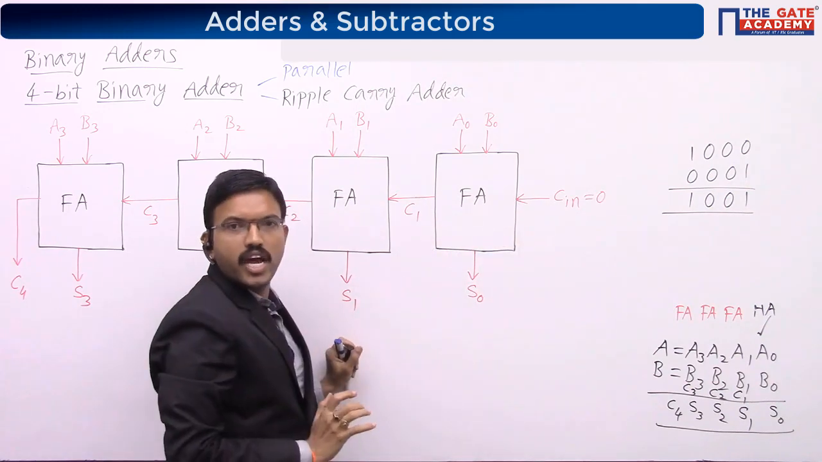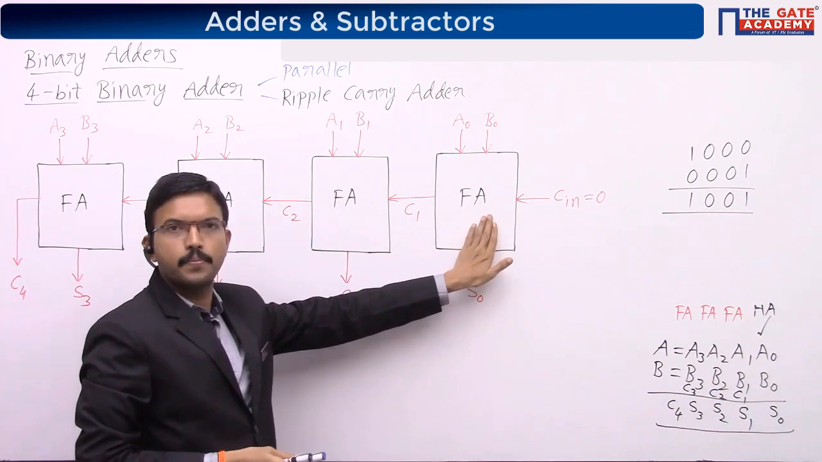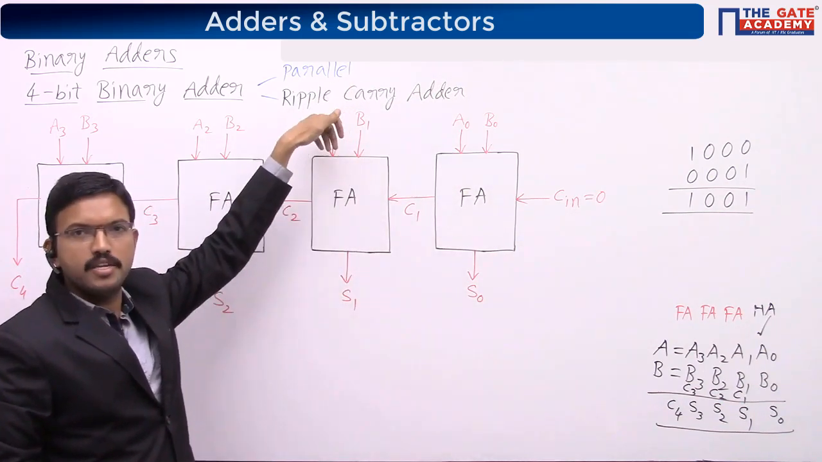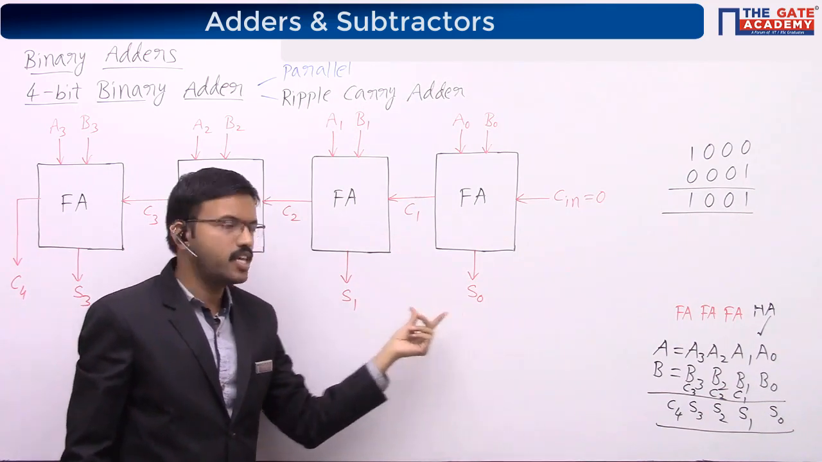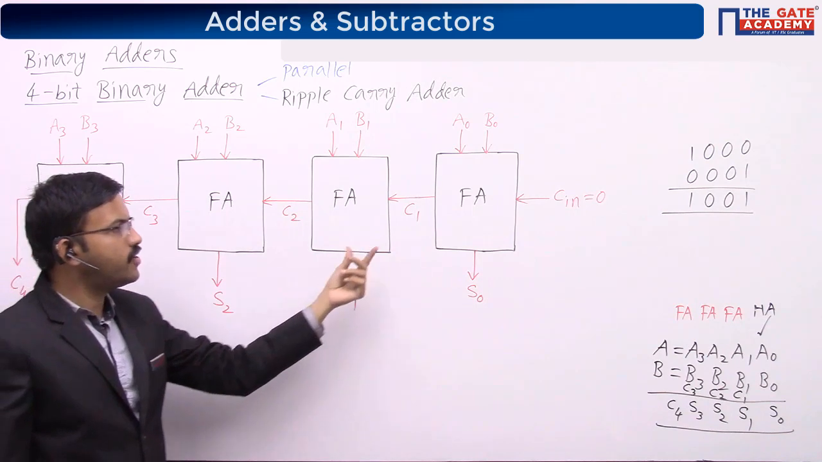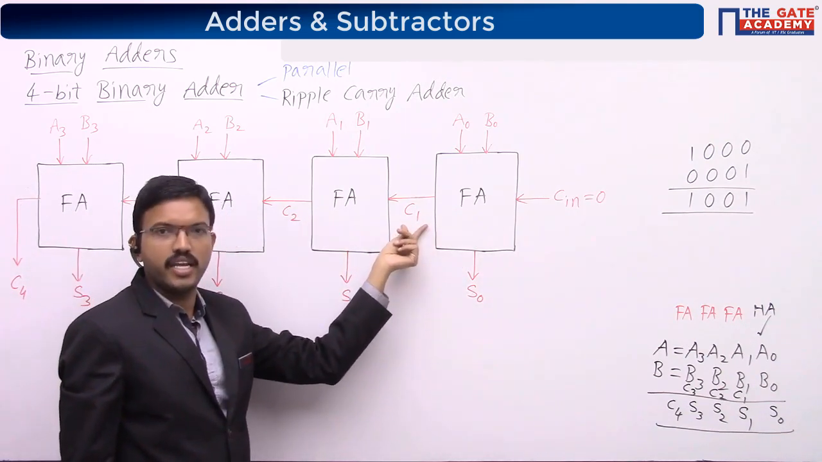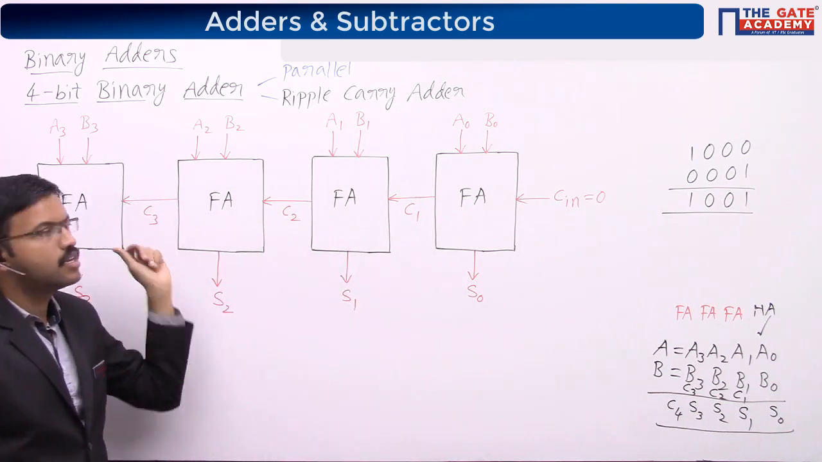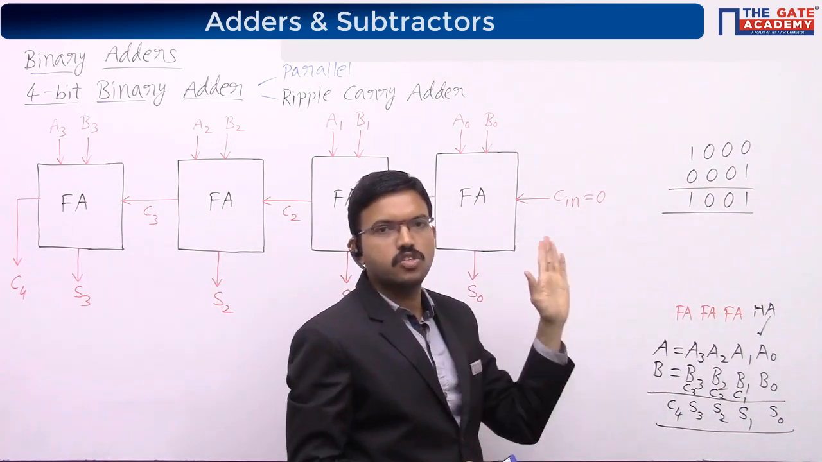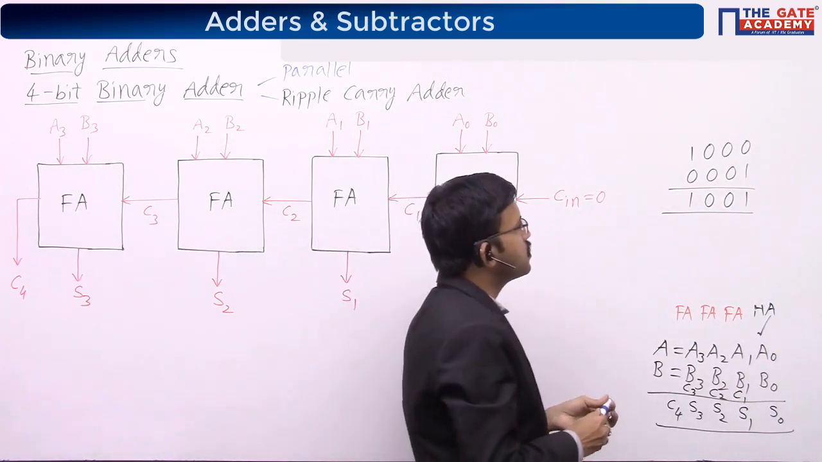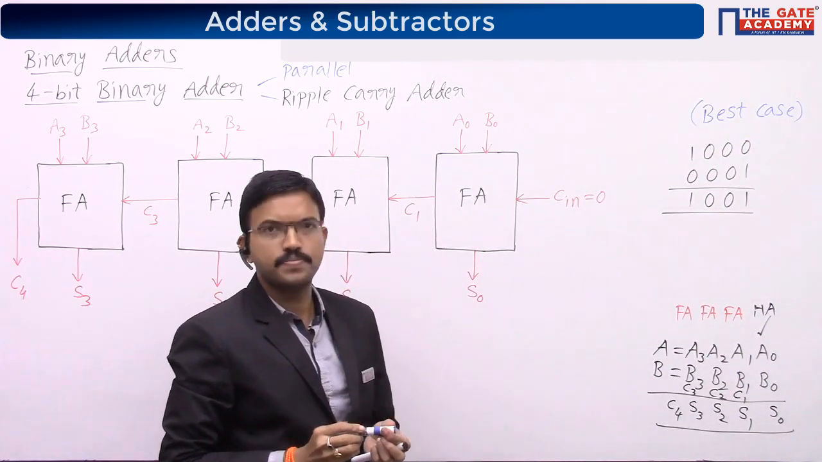In the first stage full adder, the carry input is 0. All these full adders are similar to this one. The moment you give the A and B inputs, some amount of time is taken for producing the sum, and that is the same for each sum bit. Similarly for carry, whatever time this full adder takes to produce carry, the same amount of time takes place here also. This is called the best case. Best case means there is no carry propagation from one stage to another stage.